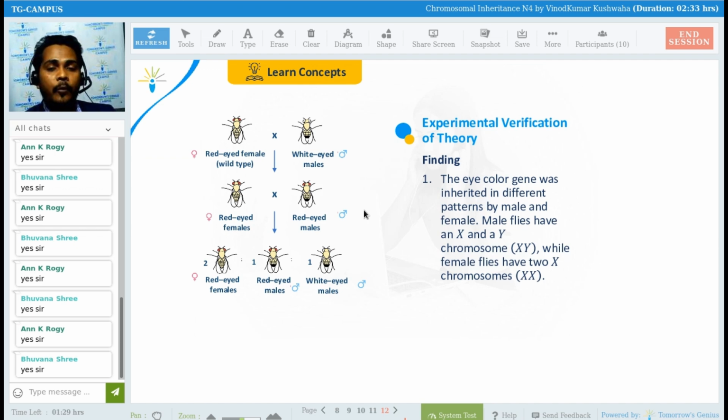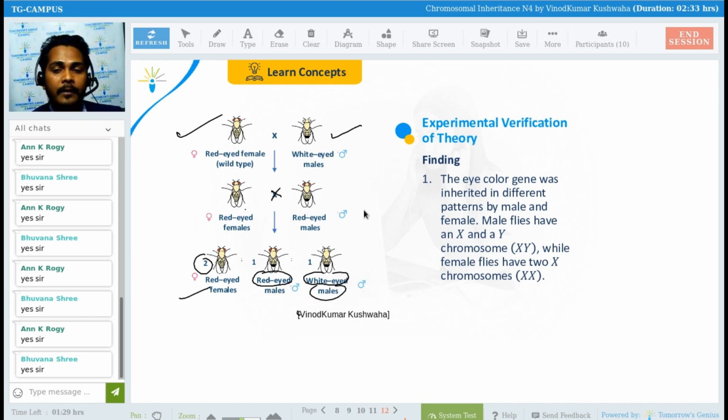Now see his finding, how he proved that. So he selected the red eye female which is a wild type, and the white eye male which is a cultivated one. Now when this red eye female and white eye male are crossed, it produces 2 red eye females, 1 red eye male, and 1 white eye male. That means the ratio is 2:1:1, right?